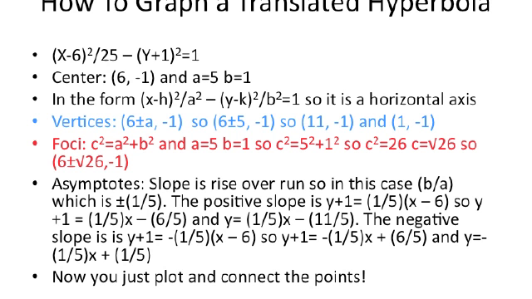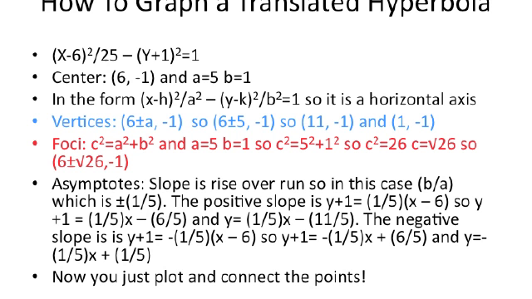The equation for the foci is c squared equals a squared plus b squared, and a equals 5 and b equals 1. So c squared is equal to 26, and c is equal to the square root of 26. So the foci are 6 plus or minus the square root of 26, negative 1.